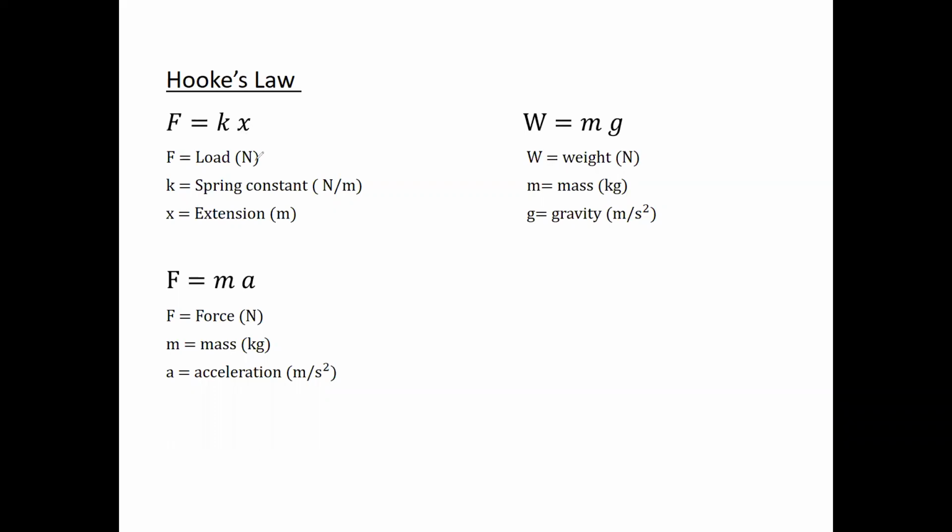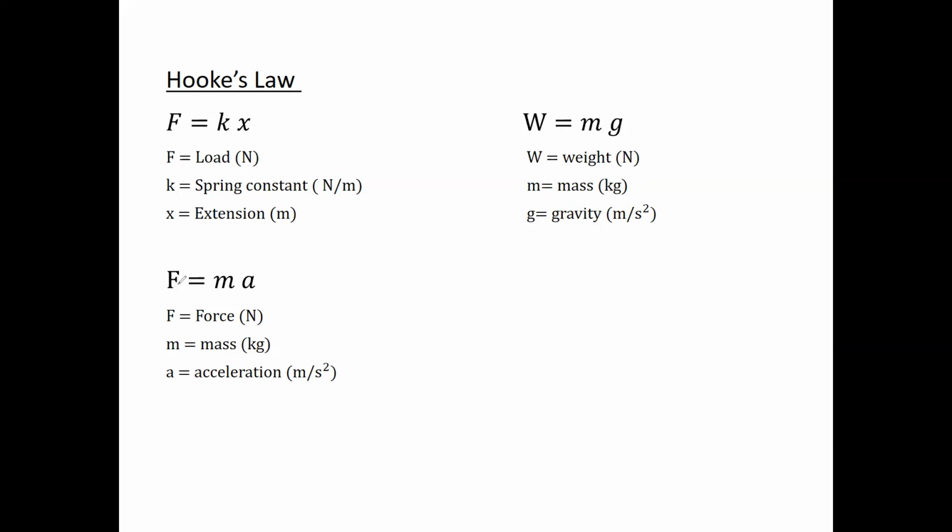F here is load, and the unit is Newton, and K is spring constant, and the unit is Newton over meter, and X is extension, and the unit is meter. And then we have weight. Weight equals mass times gravity. So weight, the unit is Newton, and the mass, the unit is kilogram, and gravity, the unit is meter over second square. So gravity on the earth, we usually use 10 meter over second square.